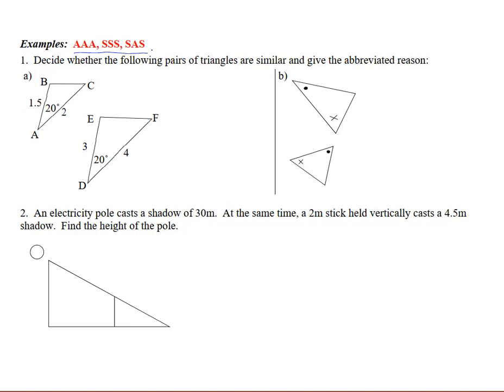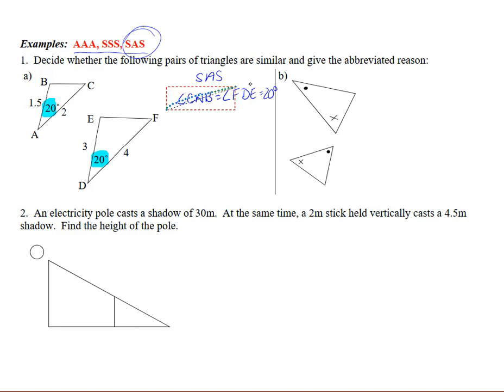The question says, decide whether the following pairs of triangles are similar and give the abbreviated reason. If I look at part A, I'm seeing straight off two sides and an angle. So when I look at my conditions, I'm going to be aiming for SAS. I'm going to write that here in part of my answer. So I need to prove that the two sides are in the same ratio and my included angle is equal. Straight off, that angle's the same. So I can write angle CAB equals angle FDE, which is 20 degrees.